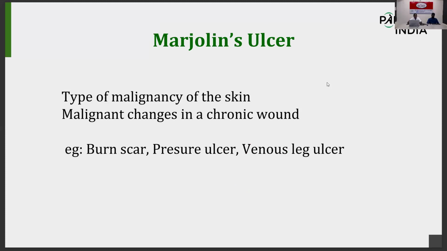Marjolin's ulcer is a type of malignancy of the skin or a malignant change in a chronic wound. The chronic wound may be a burn scar, pressure ulcer, or a venous leg ulcer. The main difference is that there is a chronic wound and there is a malignant change in that chronic wound.